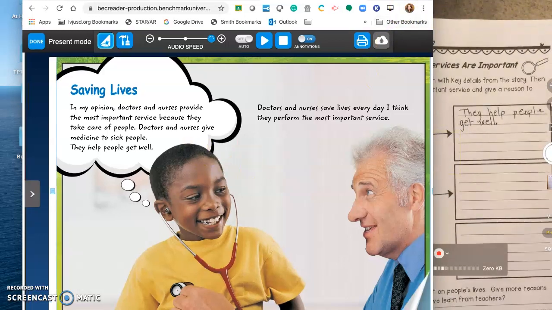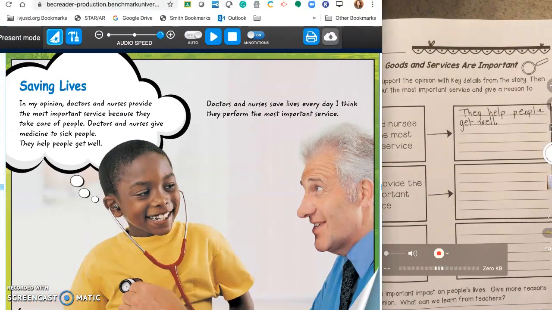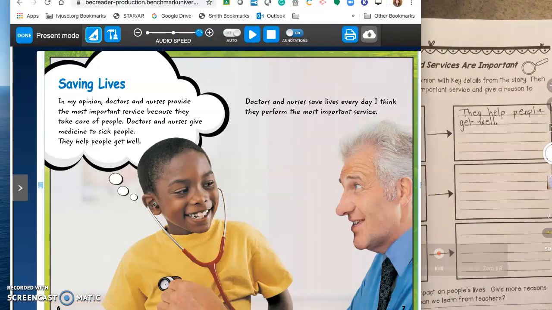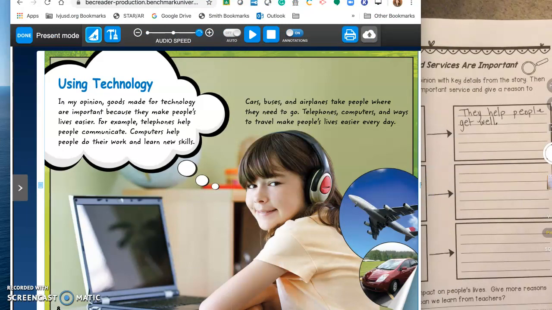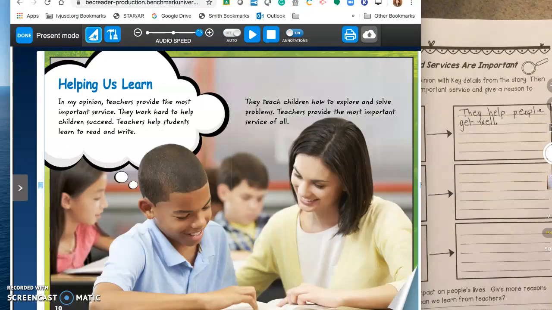Okay, and next we have teachers. So we're going to find the portion about teachers. Helping us learn. In my opinion, teachers provide the most important service. They work hard to help children succeed. Teachers help students learn to read and write. They teach children how to explore and solve problems. Teachers provide the most important service of all.